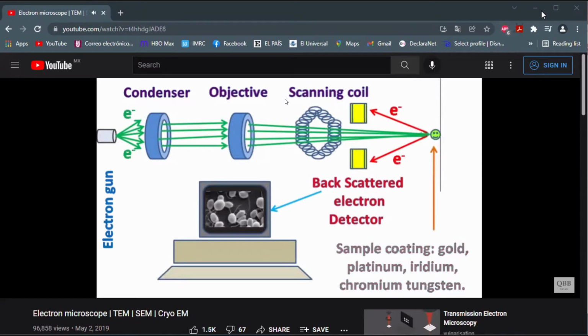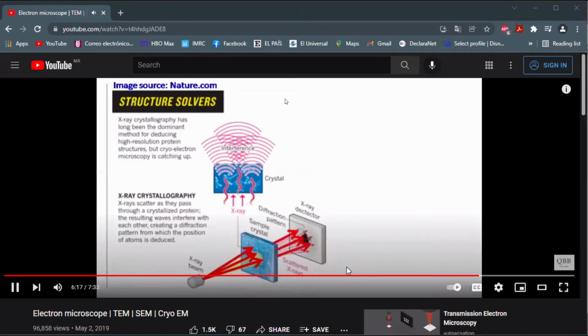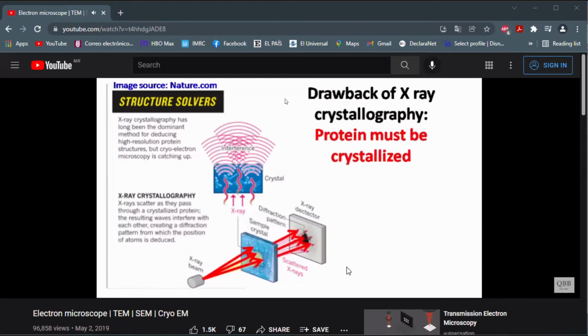Now let's talk about the cryo-electron microscope. X-ray diffraction has been one of the long-term dominant methods to obtain information regarding the crystal structure of proteins. In this method, X-rays are allowed to pass through crystallized protein and the diffraction pattern is obtained. Using the information in the diffraction pattern, the location of each atom is deduced to obtain the protein structure. However, the major drawback of X-ray crystallography is that proteins need to be crystallized, and crystallization of proteins is very difficult.